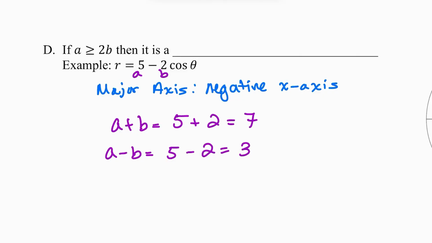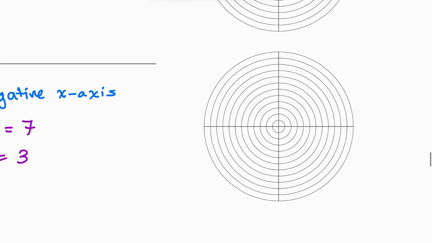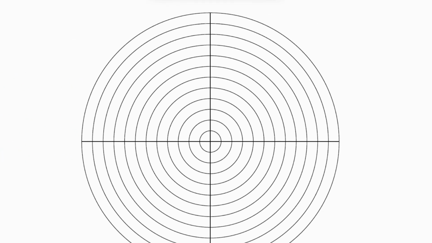So since the major axis is the negative x-axis, the majority of my graph is going to go to the left. So I'm going to go 7 to the left: 1, 2, 3, 4, 5, 6, 7. I'm going to go in the opposite direction, a minus b, which is 3. And then I'm going to go a up and down, which was 5: 1, 2, 3, 4, 5.